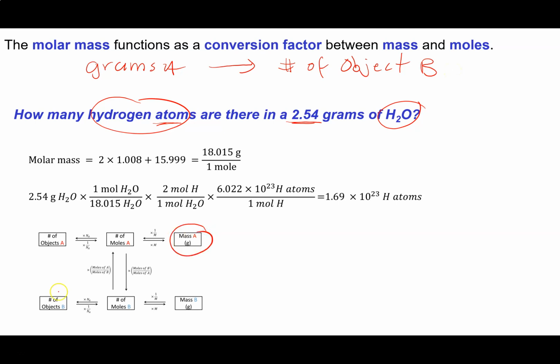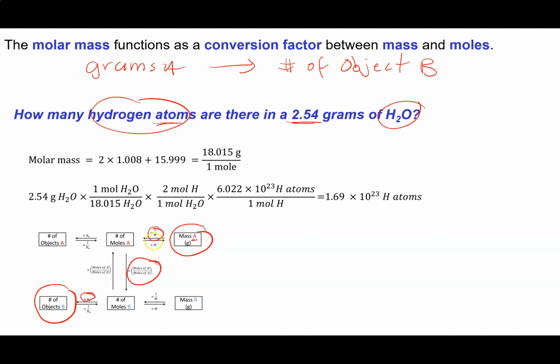So I kind of know what I need to do, right? There's mass of A. There's a number of object B. I've got to multiply by the 1 over the molar mass of A, and then I've got to multiply by the mole ratio that has the number of moles of B over the number of moles of A, and then finally I've got to multiply by Avogadro's number. So I have to take my mass of A and then apply 1, 2, 3 conversion factors to it.